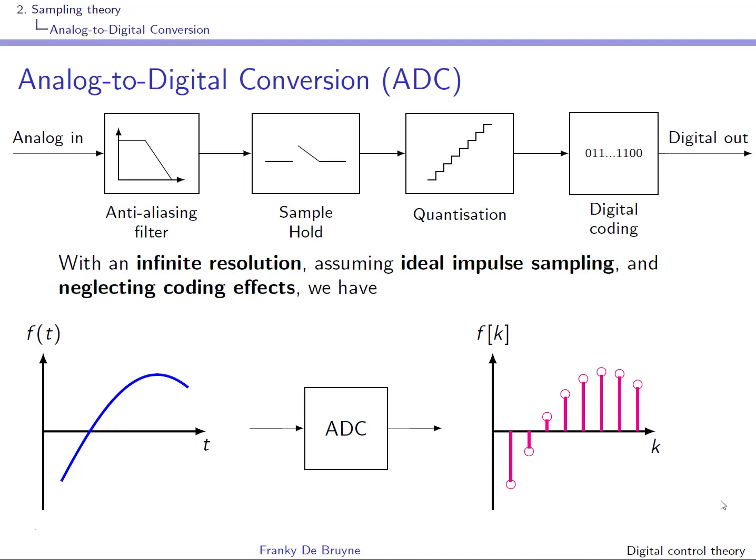So if you assume an infinite resolution in the quantization step and you assume ideal impulse sampling, and you stop here, so that you neglect the coding, you can view the analog to digital conversion as a process that takes an analog signal and converts it into a sequence of real numbers that are the value of the function at the sampling instants k times ts.